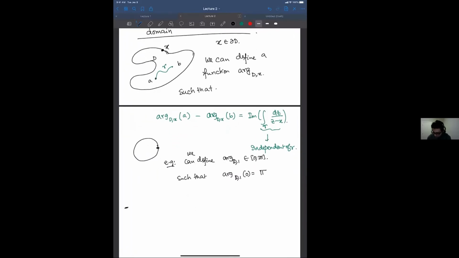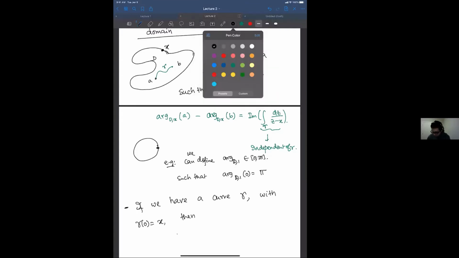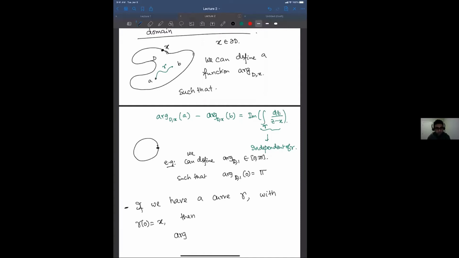Also, just on that same note, if we have a curve gamma with gamma 0 equals x, then it's not too difficult to believe that arg of gamma prime 0, you can define it as a limit of the argument for small times at gamma.